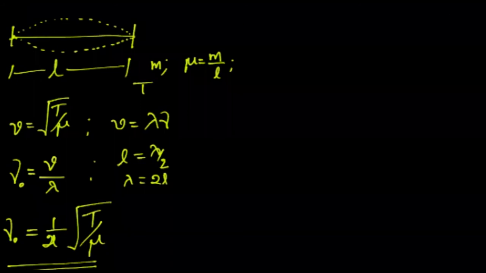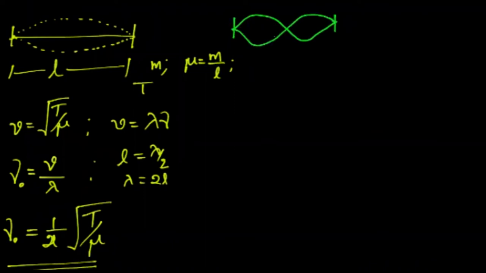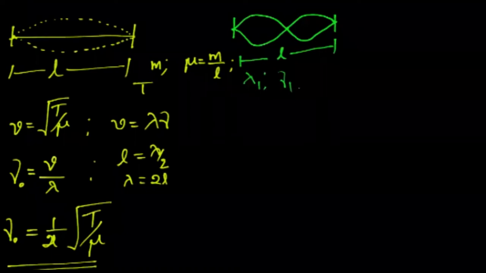Now, for the same length, I am producing two segments. That means three nodes are present and two antinodes are present. The whole length remains the same, but the wavelength is changed. Let me consider the wavelength to be lambda 1 and the frequency of this vibration to be nu 1. And how lambda and L are related in this: L equals lambda, because there are two segments. Each segment is equal to lambda by 2. So lambda by 2 plus lambda by 2 is exactly equal to lambda.